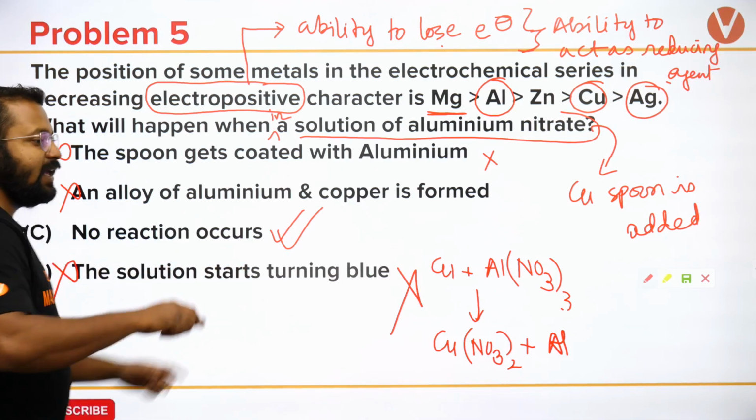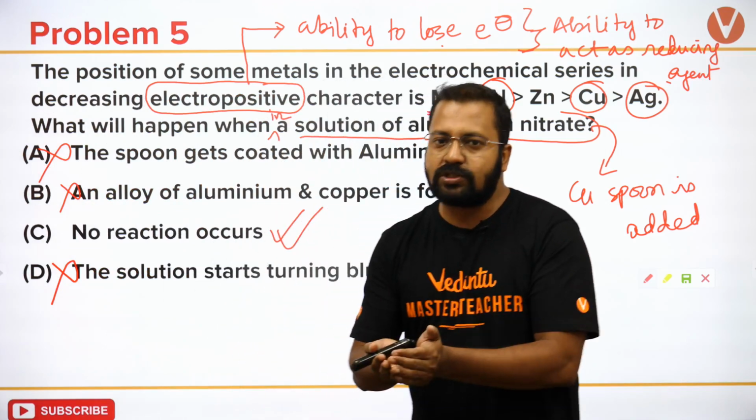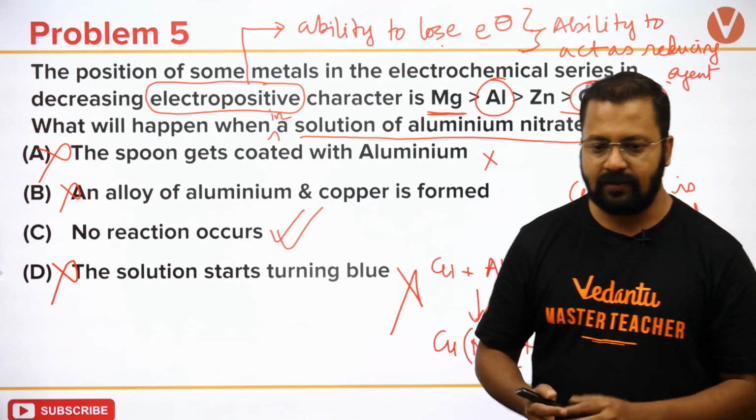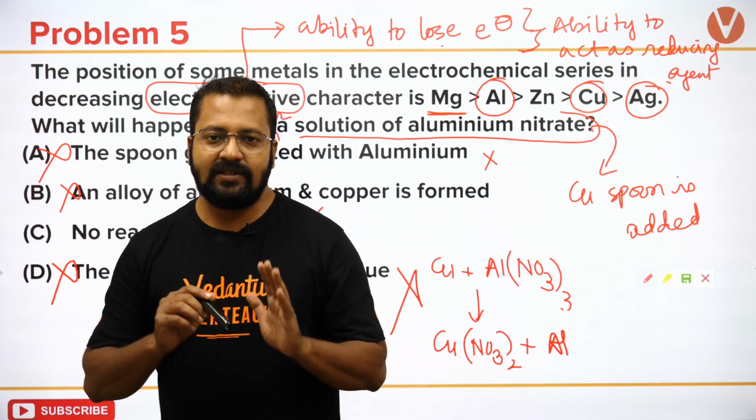Now the last option: the solution starts turning blue. Nope, only if Cu2+ had been produced in the solution would it turn blue. Just as copper sulfate is blue, copper nitrate will also be blue. Okay? So the right answer is C.